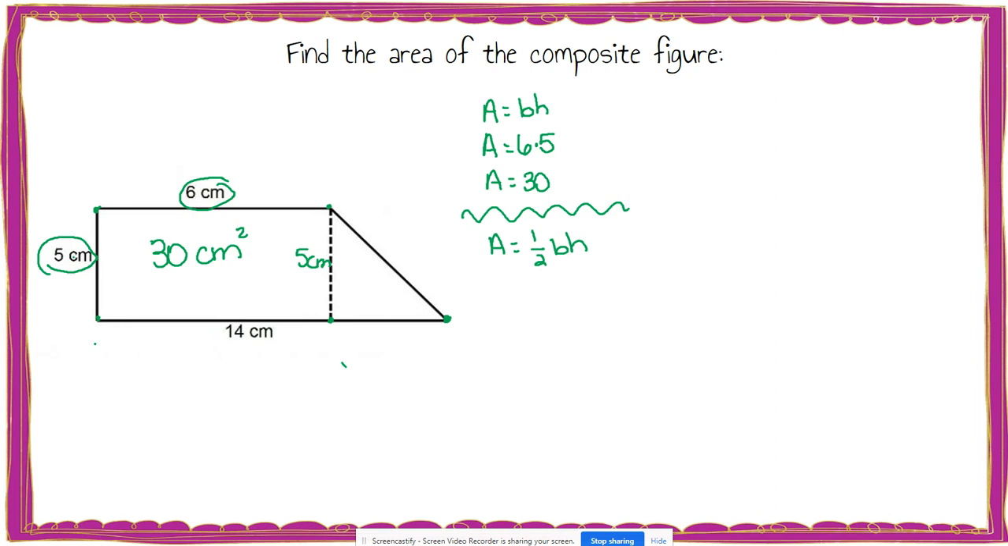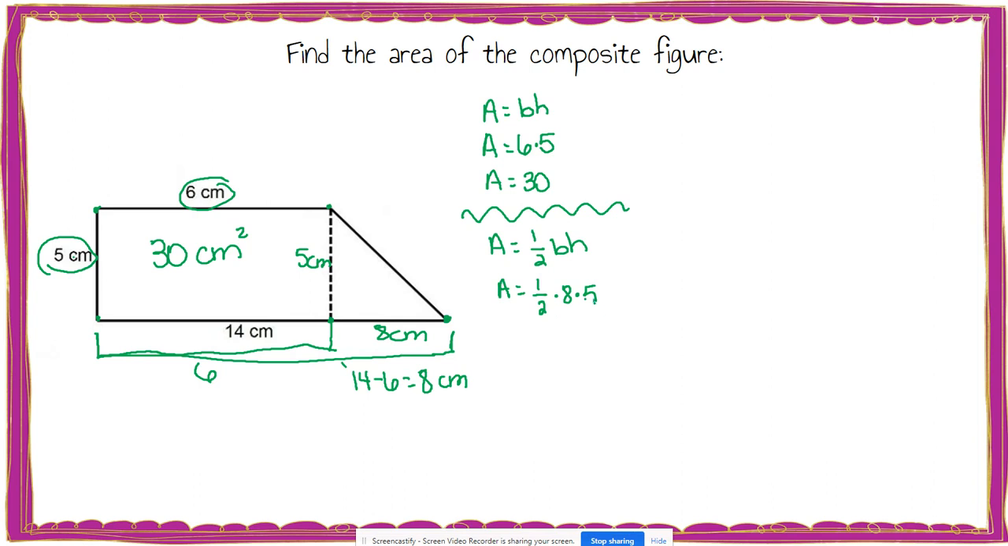What I do know is that the distance from here all the way to here is 14. And I also know that the distance from here to right here is only 6. So to figure out what is left, I would subtract 6 from 14, and now I know that the base has a measure of 8 centimeters. So I can plug this into my formula, and I'm going to multiply 1/2 times my base of 8 times my height of 5. When I do 1/2 times 8, I get 4, and then I multiply 4 times 5, and I get an area of 20 centimeters squared.